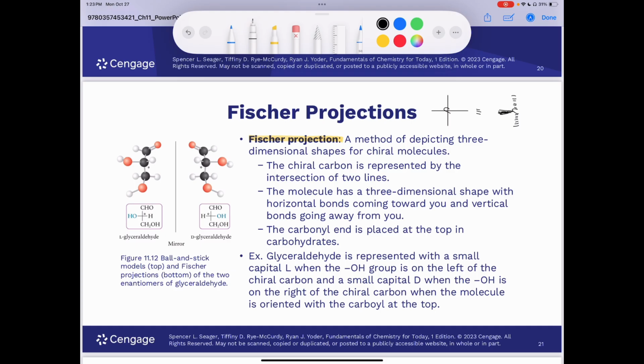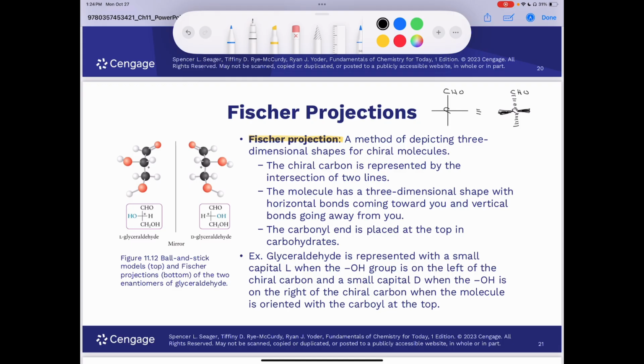And the ones that are horizontal are wedges. Those are coming out towards you, okay? So you can see how drawing just this cross like this, which represents this in three dimensions, is a lot easier to draw. And so that's the history of the Fisher projection. And generally speaking, when we draw a Fisher projection, we draw it so that the carbonyl, let's say we had an aldehyde, would be at the top, okay? And if you have a ketone, it would be at the top of the molecule as well.